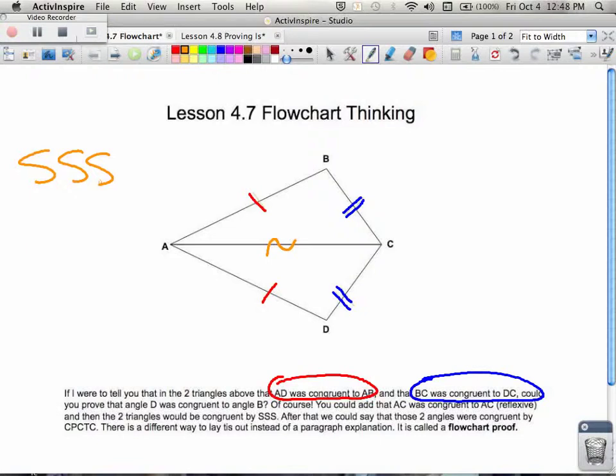And after you show the two triangles are congruent by side, side, side, that means I would know that, of course, angle B and angle D are congruent because they are the corresponding parts in two congruent triangles. How do we visually show this? This is what's called flowchart proofs or flowchart thinking.